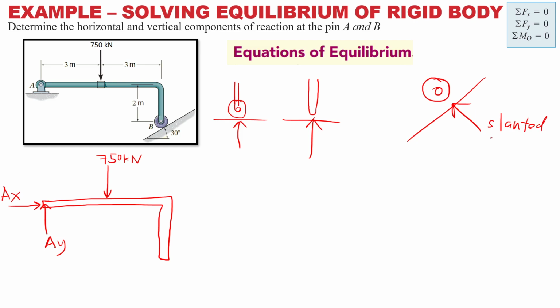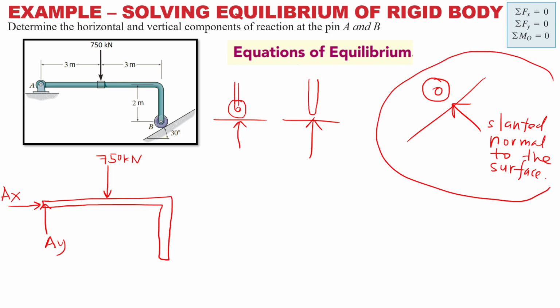Slanted, or normal to the surface. It cannot go normal to the surface. So your free body diagram becomes like this. You can draw like so. It's B. We can give it a name called NB. So this is the only thing involved in this free body diagram. Is there anything else missing? Luckily, we only have one force. So now you can look at this free body diagram to solve it.